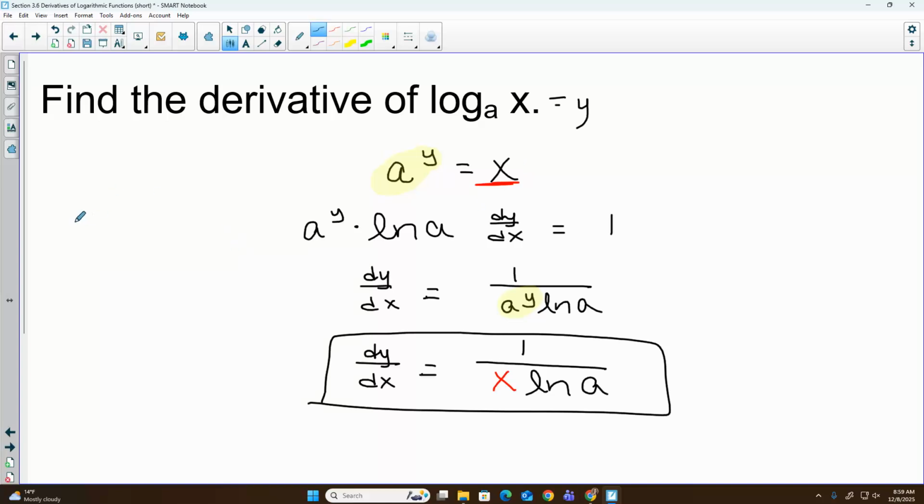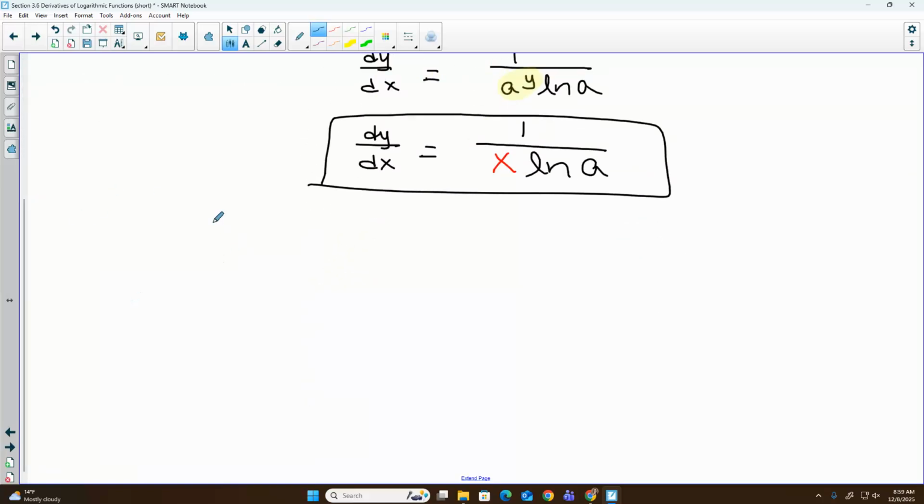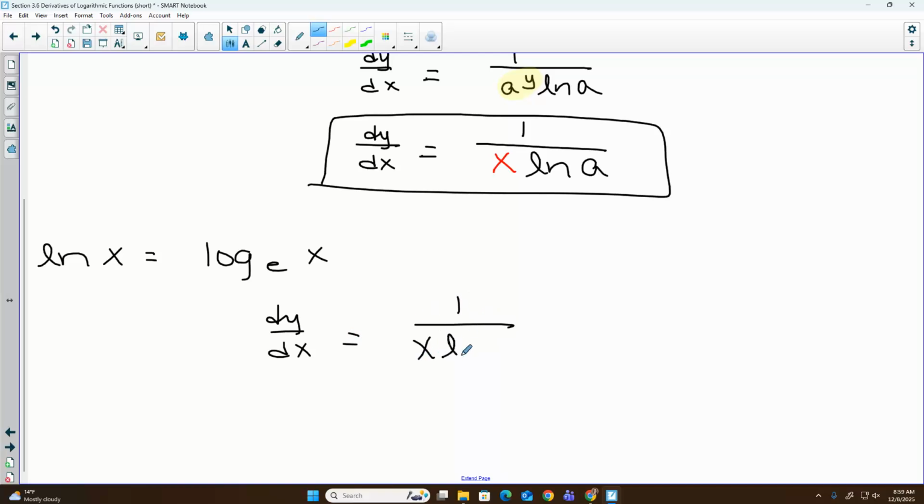Obviously, that works best if you have natural logs. If you think about a natural log, that's the same as saying log base e of x. So if you did that derivative, it'd be 1 over x times the natural log of e. What's the natural log of e? 1. So it turns into 1 over x. So that is what the next slide has.